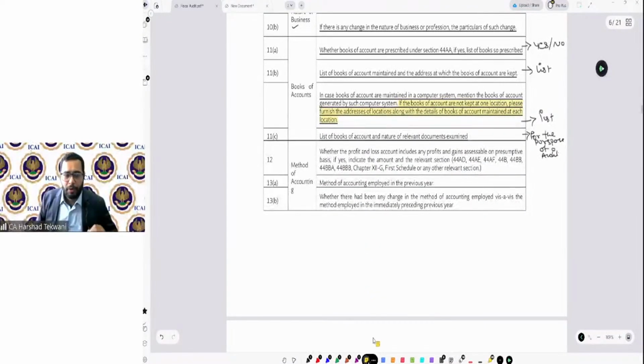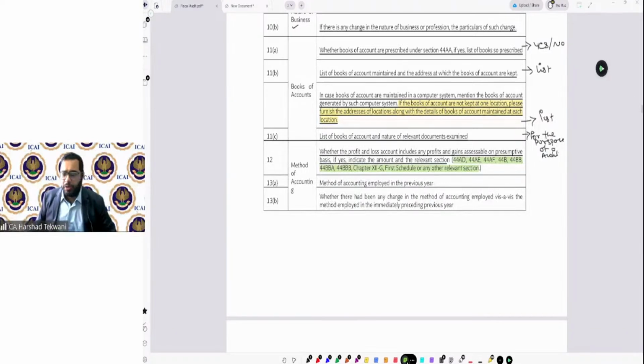Clause 12 talks about whether the profit and loss account includes any profit and gains on presumptive basis. If yes, indicate the amount and the relevant section. This is 44AD, AE, AF, B, BB, BBA, BBB, Chapter XII-G, First Schedule, or any other relevant section. Now the question is, what are these sections about? I'll just quickly provide you a summary.